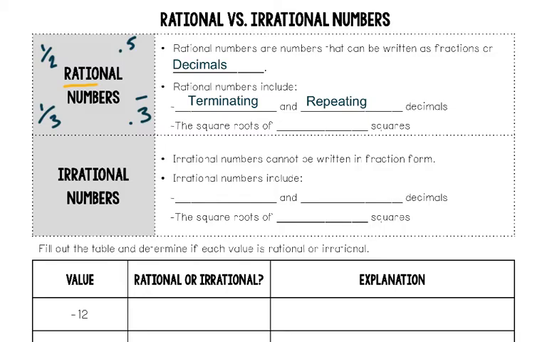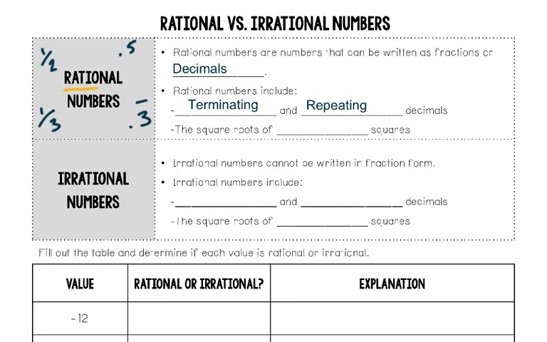Rational numbers are fractions. So this also means that whole numbers are fractions. Remember, every regular number, like the number 5, has an invisible 1 underneath of it. So every whole number is also a fraction, so it's also rational. Any whole number is rational.